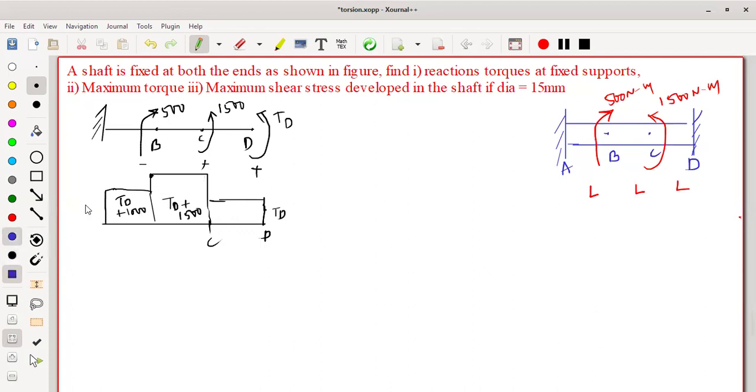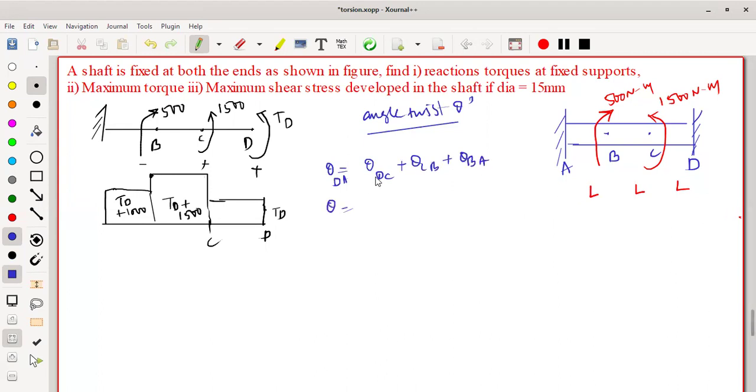One more condition you can use here: both ends are fixed, which means the angle of twist at A and D are both going to be 0. So the angle of twist is 0. This condition you can call a compatibility equation. You can take any condition actually. Let us consider theta at D with respect to A. As I already told you, you can write it as theta D with respect to C, theta C with respect to B, and theta B with respect to A.